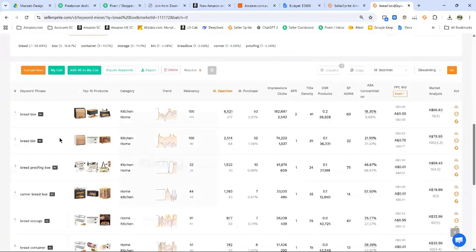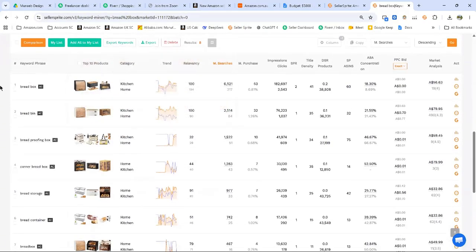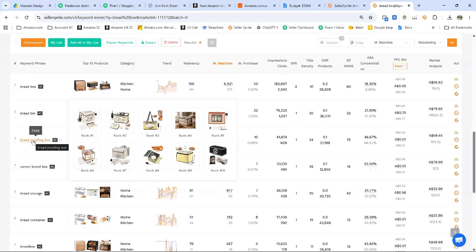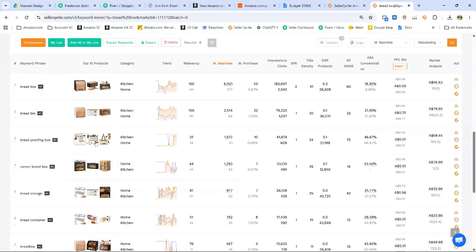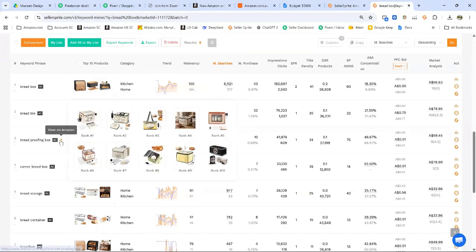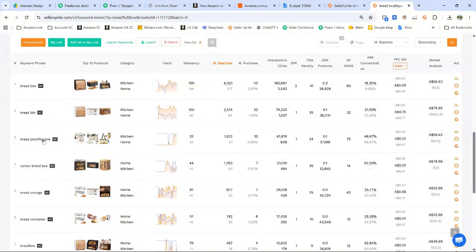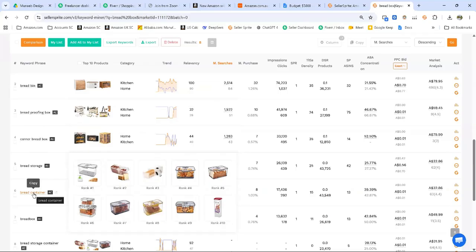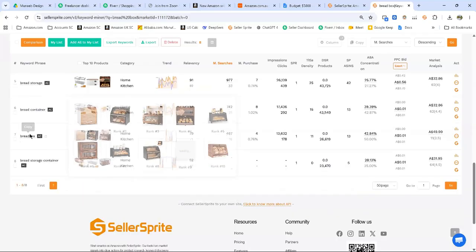So we need to check all these keywords, or if you do it directly from here, in the seller's site, we just hover on this keyword and we get the top 10 products from here as well. As you can see, this is a different product now. It's a bread proofing box. This is our product. This is also a different thing. And this is our product.